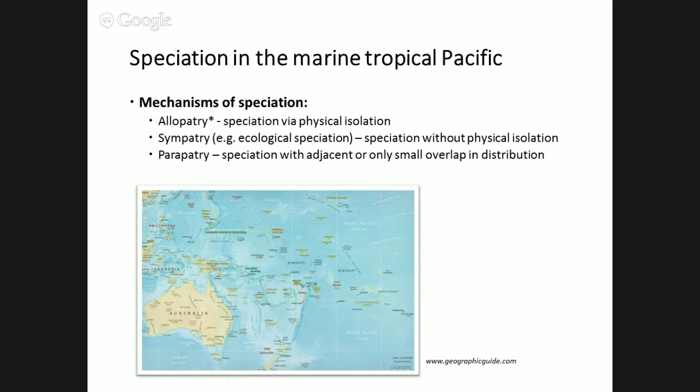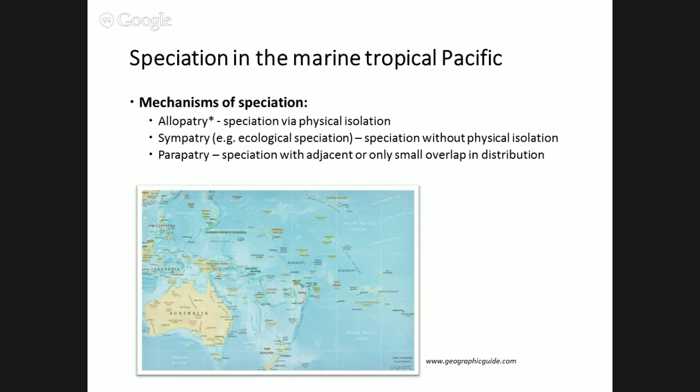Sympatry is quite the opposite case, where speciation can occur without physical isolation. And the idea here being that you can have populations that are completely overlapping in their distribution, and maybe they remain that way, but they can still, over time, become distinct at the species level. And perhaps there might be something like a slightly different food choice, something about their ecological niche that differs, even though they still have these overlapping distributions, that keeps them separate long enough that they eventually turn into different species. Parapatry, the third one I have listed there, is speciation with adjacent or only very small overlaps in distribution.